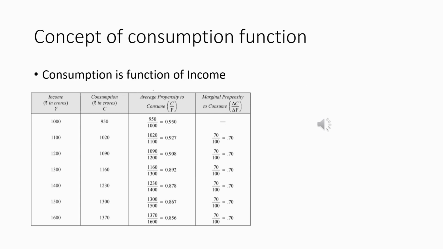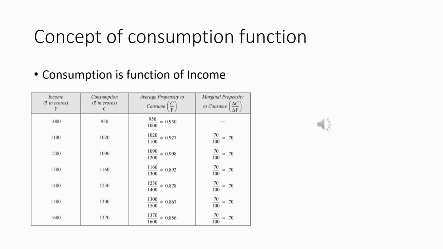Let us now try and understand the concept of consumption function. As the demand for a good depends upon its price, similarly, consumption of a community depends upon the level of income. In other words, consumption is a function of income. The consumption function relates the amount of consumption to the level of income. When the income of a community rises, consumption also rises.